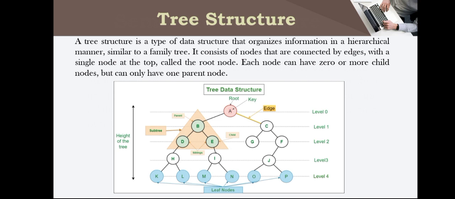So the subtree of A on the left side is B and D and E. The parent node B and the child D and E. So that was the example of tree structure.